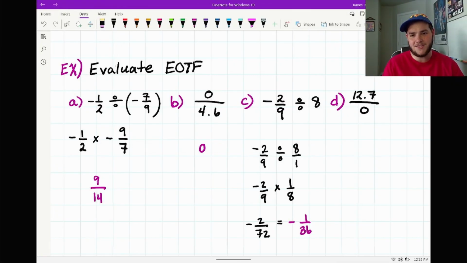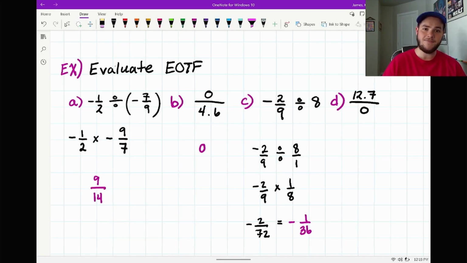The correct answer to this problem is negative 1 over 36. But let's see how I got that. First and foremost, I've got a negative and a positive being divided, so I know my answer is going to be negative. Now, this example serves as a reminder that all of our integers can be written as fractions or rational numbers with a 1 in the denominator.